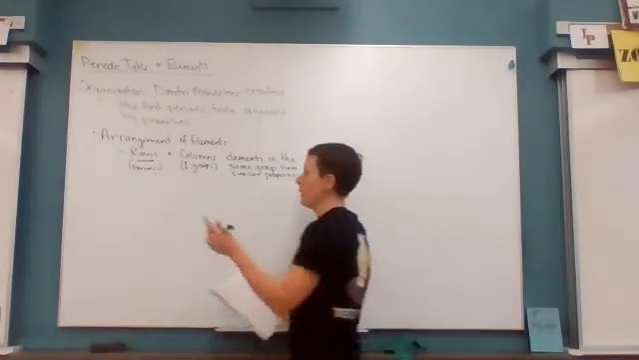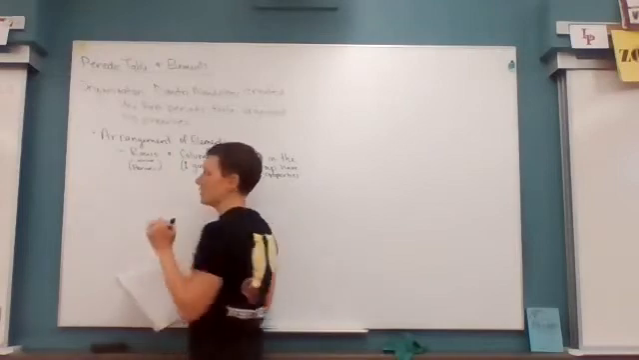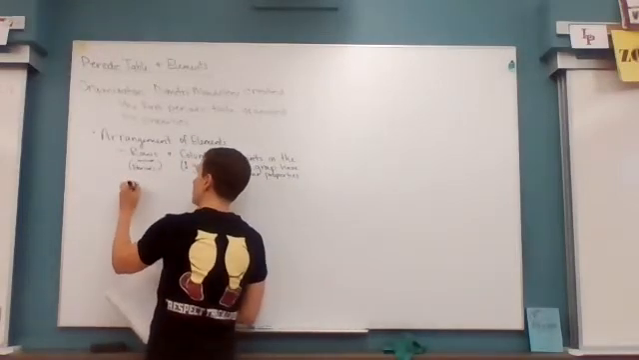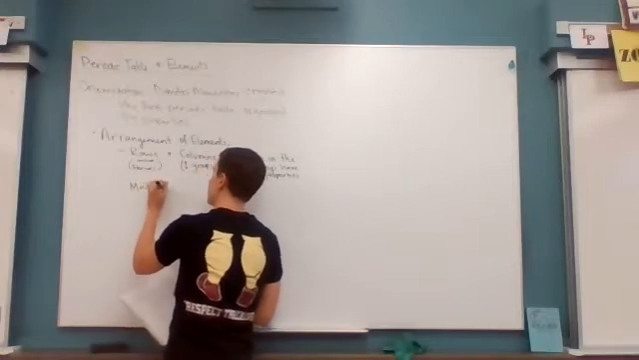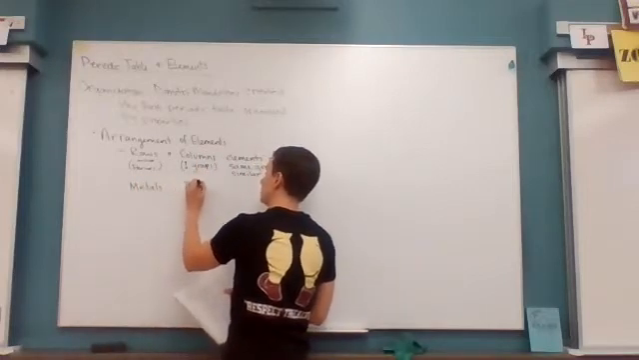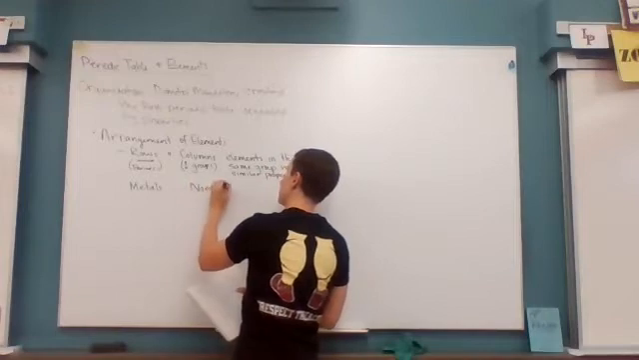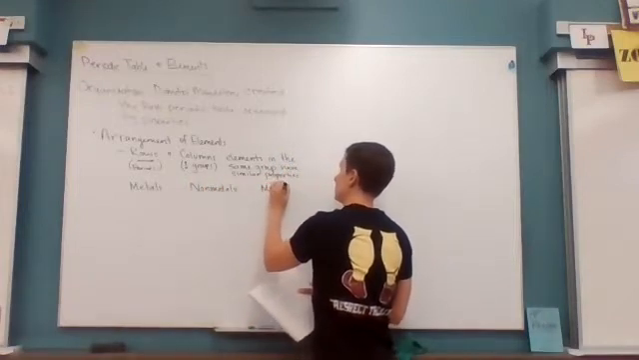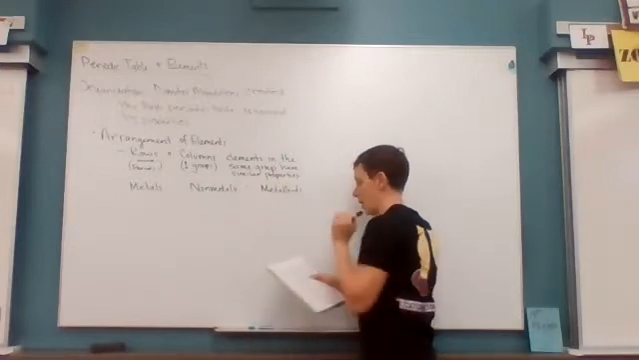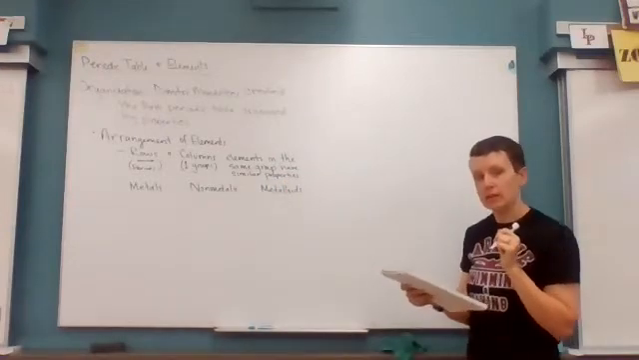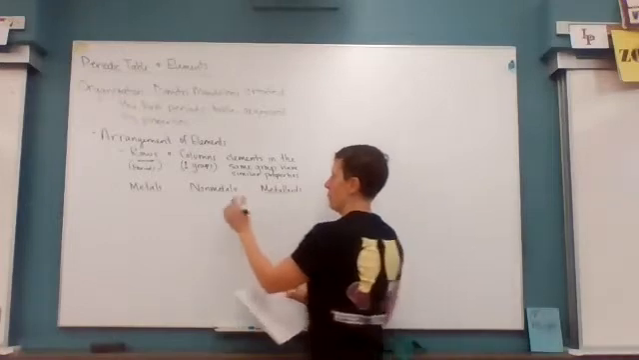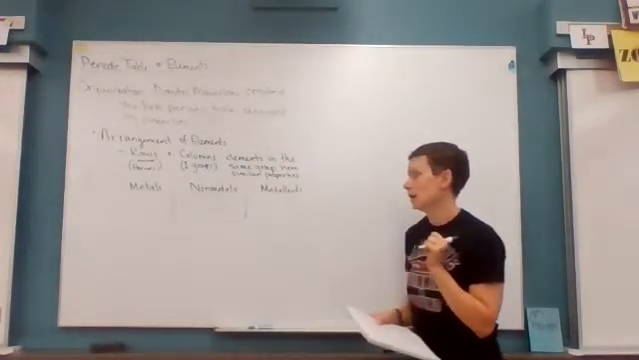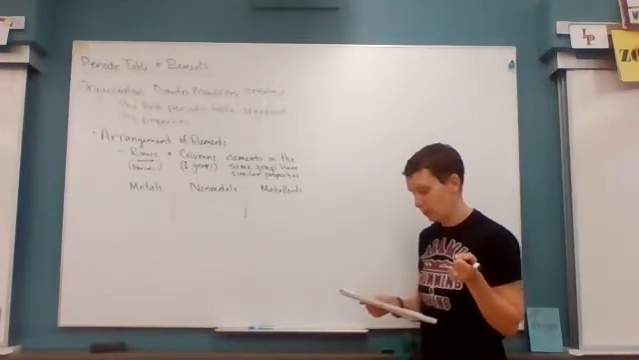Okay. Then we have some organization as far as areas of the table go, and that's going to be our metals, our non-metals, and our metalloids. Metals, non-metals, and metalloids. And we're going to make a little table here to tell us where these are and what their properties are, okay?